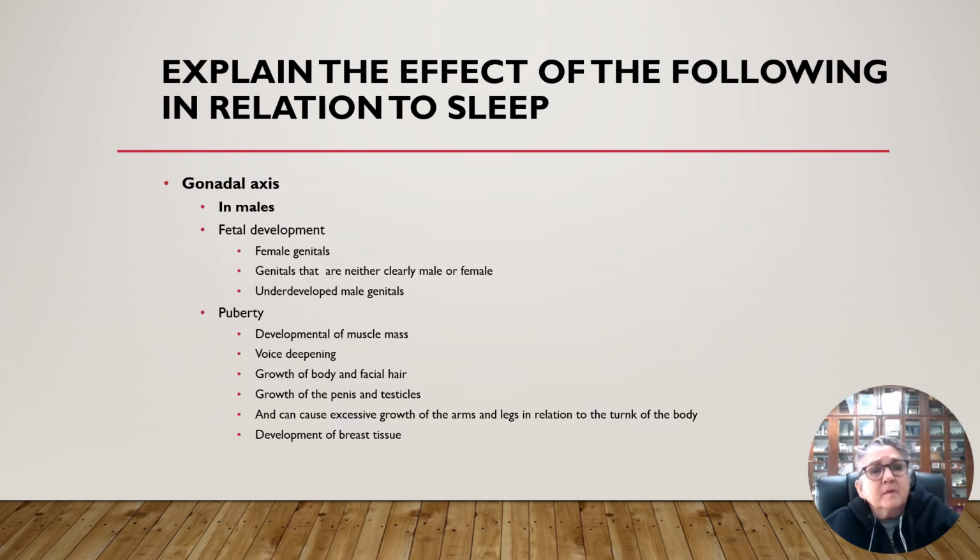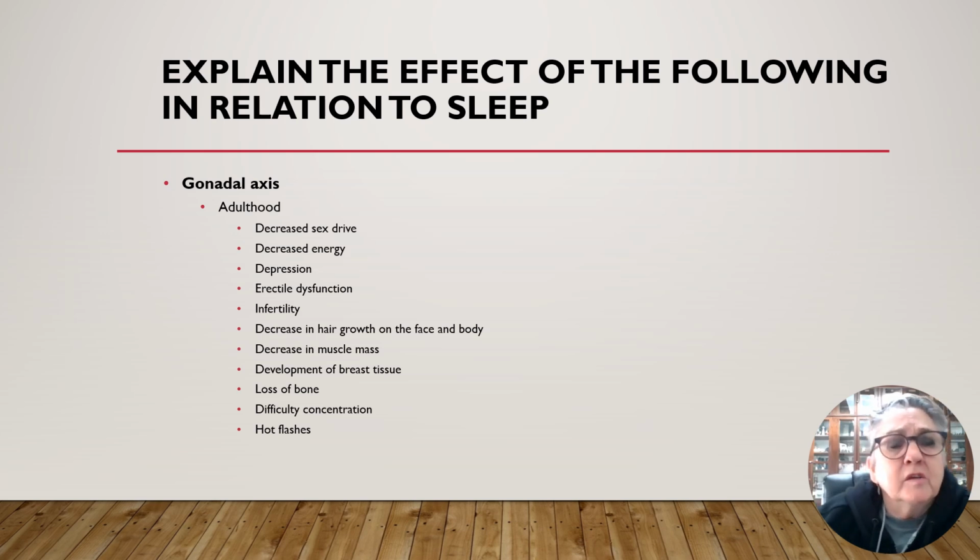In males, fetal development can show female genitals, genitals that were neither clearly male or female, or underdeveloped male genitalia. Puberty involves the development of muscle mass, voice deepening, growth of the body and facial hair, growth of the penis and testicles, and can cause excessive growth in the arms and legs in relation to the trunk of the body, and development of breast tissue.